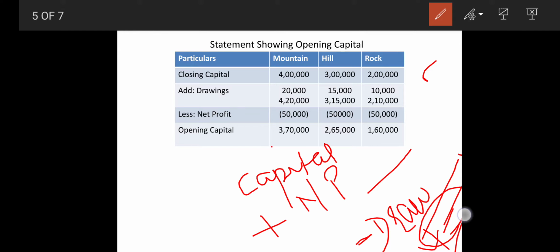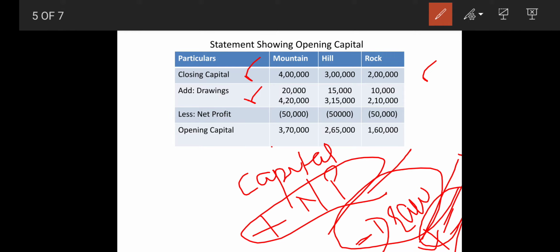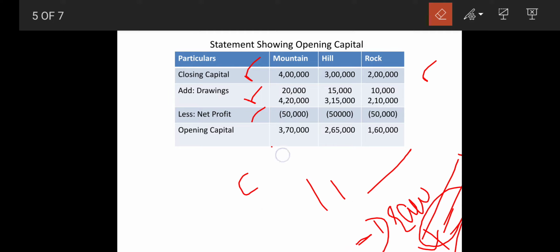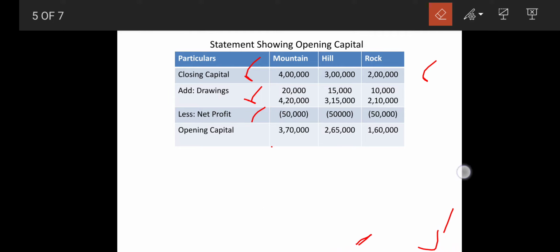Closing capital, that is this one, plus drawings. As here it is minus drawings, we are going to do plus drawings. Then plus net profit. So instead of plus net profit, it will be minus net profit. And finally opening capital. So this will be the scenario, and we will be switching towards that in a very easy form.